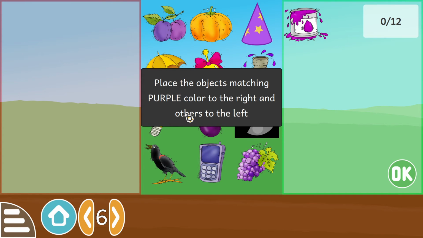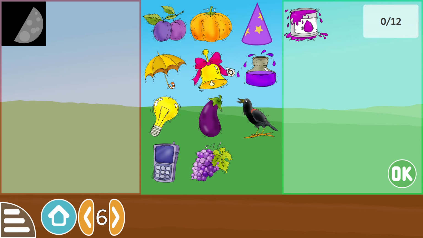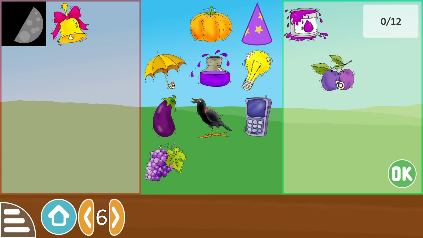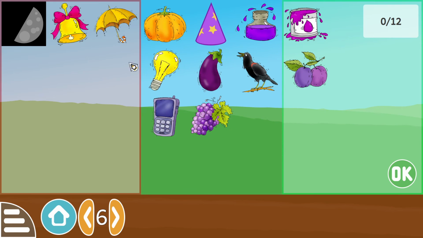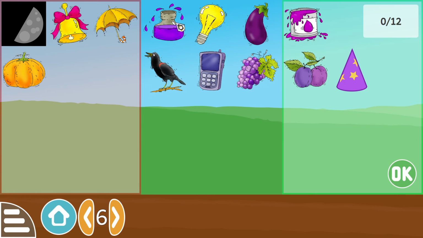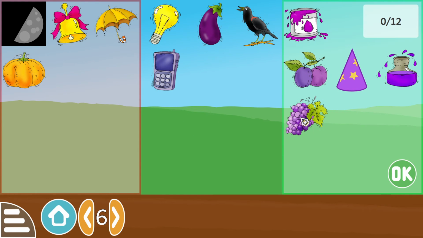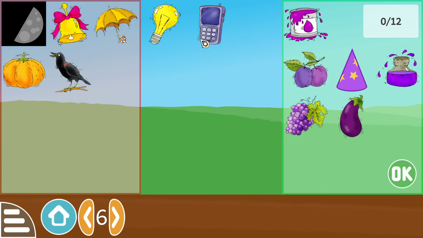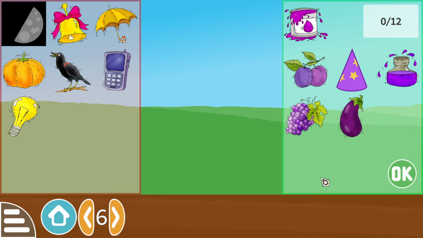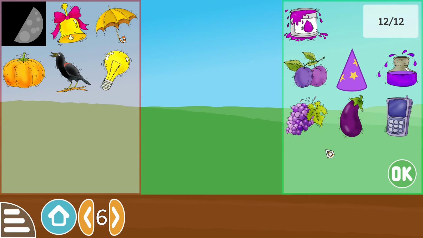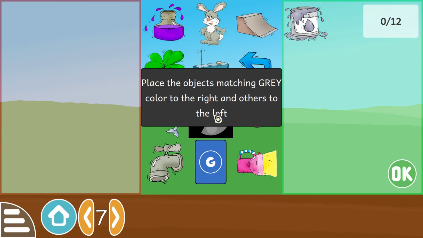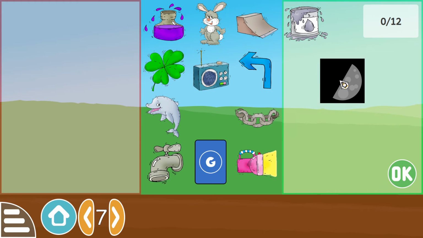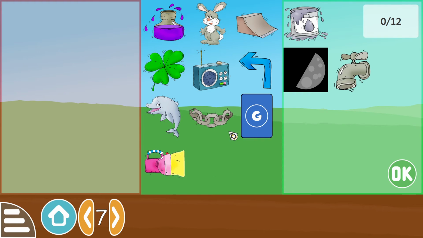So place the purple objects to the right and the others to the left. So I'm not too sure what that is. A bell, some grapes, an umbrella, pumpkin, magician's hat, ink. They're definitely grapes. Eggplant, magpie or crow, mobile phone, and light. Let's try the phone. Yeah, that's okay. It looked a bit dark blue to me, so I wasn't too sure. I think that's going to be grey. Try it with a black background.